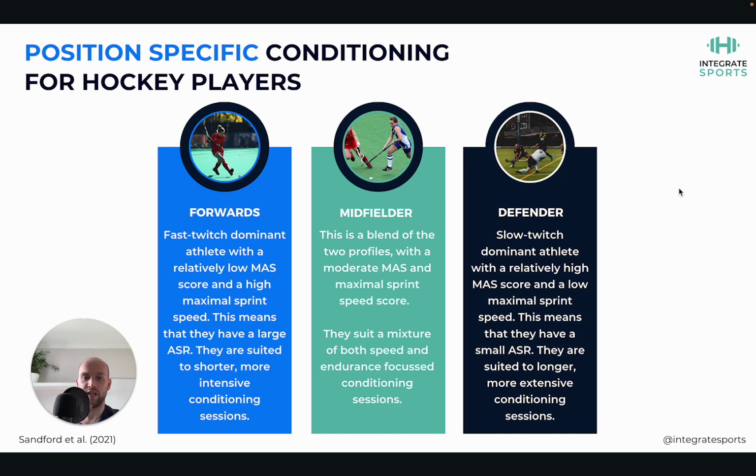Finally, then, as a defender, you're going to be slightly more slow twitch dominant with a relatively high mass score. So aerobically very fit, but a relatively low maximal sprint speed. And again, the reason for this is that typically defenders, unless something's gone horribly wrong, shouldn't need to be hitting top sprint speed at regular intervals, unless it's a turn back to defend quickly because of a turnover, having to sprint back really, really quick. But again, these are the situations that we don't really want defenders to be in that often, whereas for a forward, we do want them hitting high speeds to make breaks, create space, create goal-scoring opportunities.